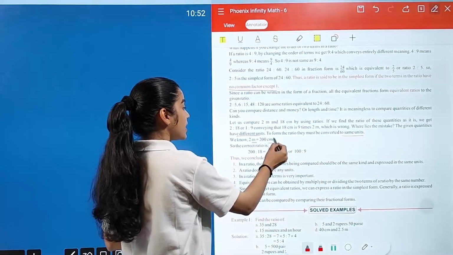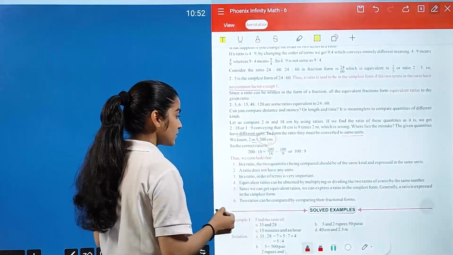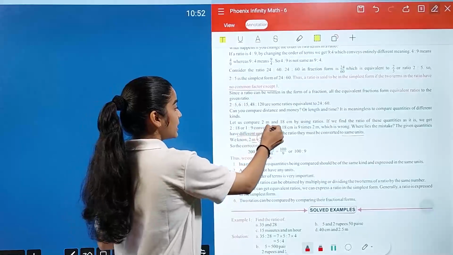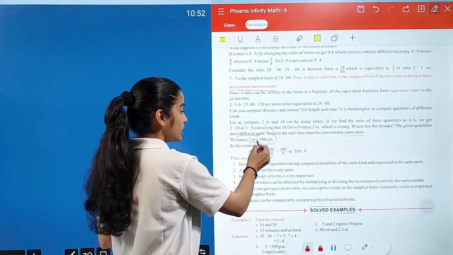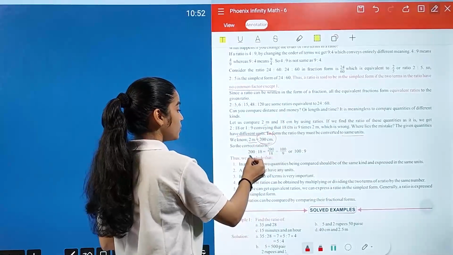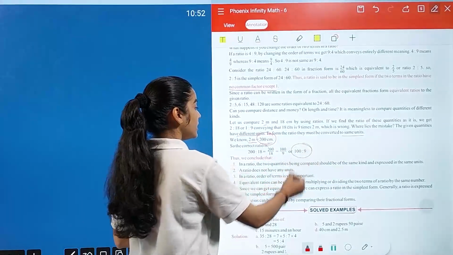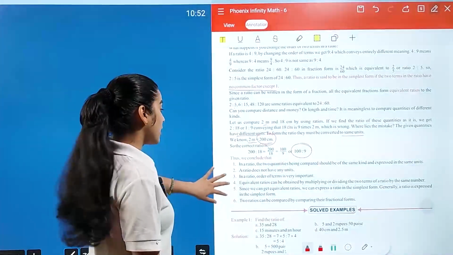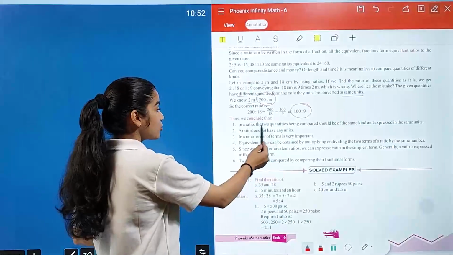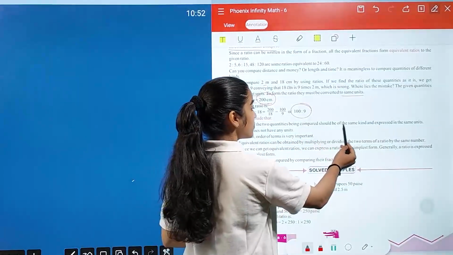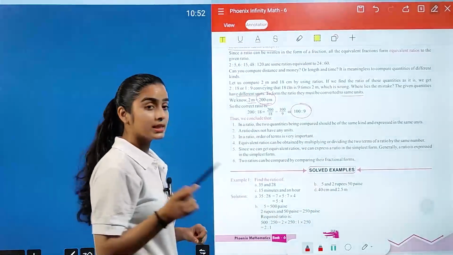We have meters and centimeters, so we have to convert meters into centimeters. So your ratio will be 200 is to 18, 200 upon 18, which will be further simplified to 100 is to 9. Thus we conclude that in a ratio, the two quantities being compared should be of the same kind and expressed in the same units.